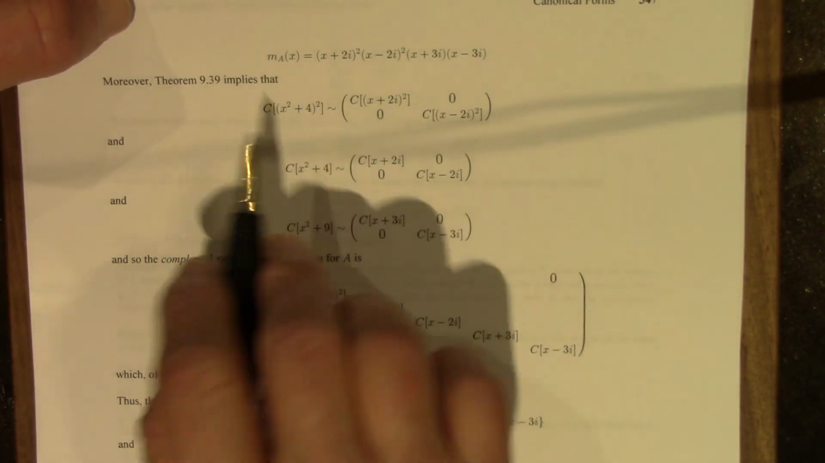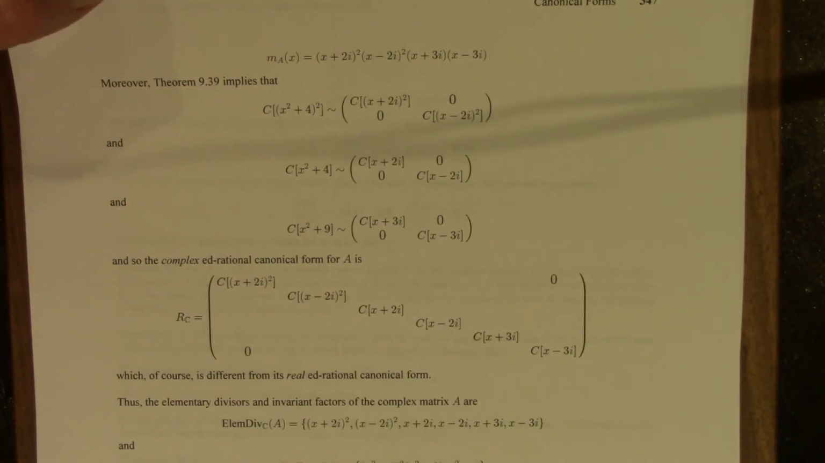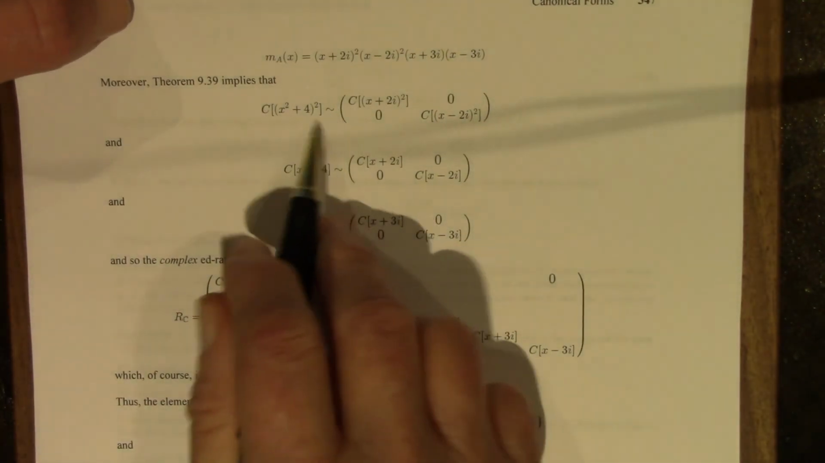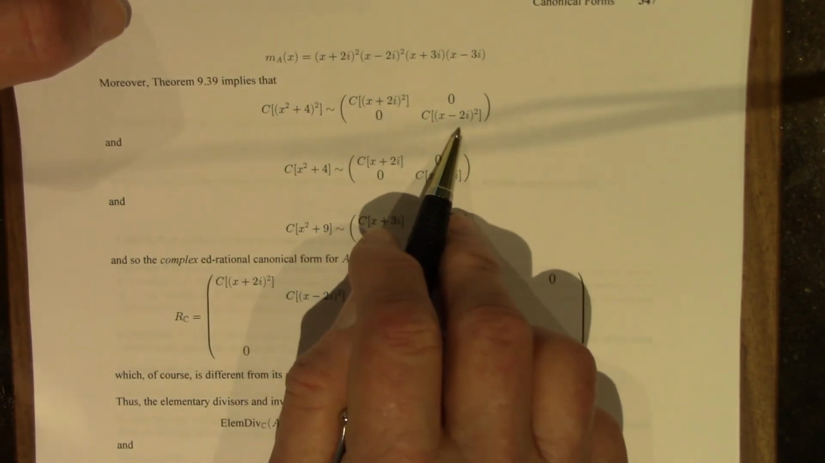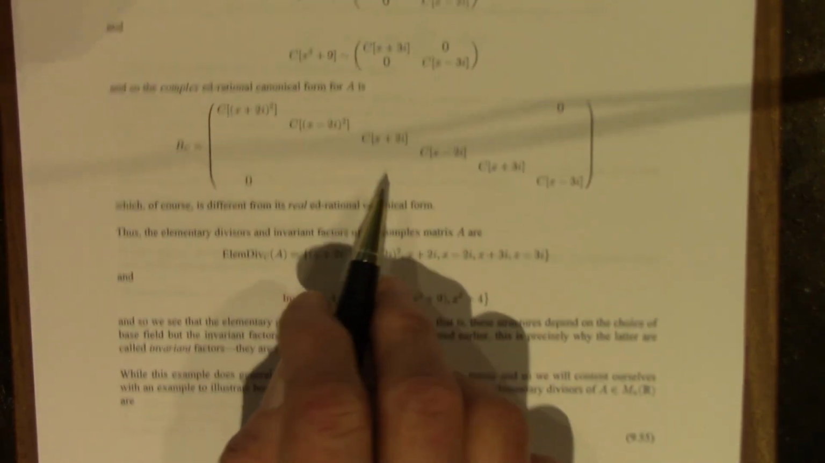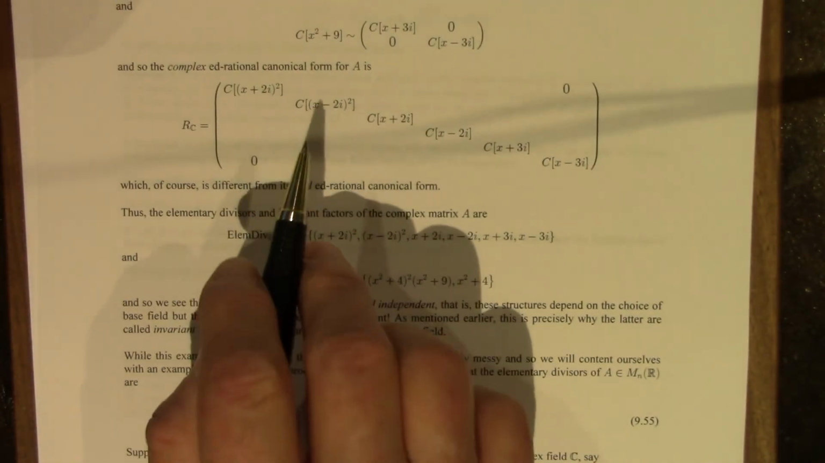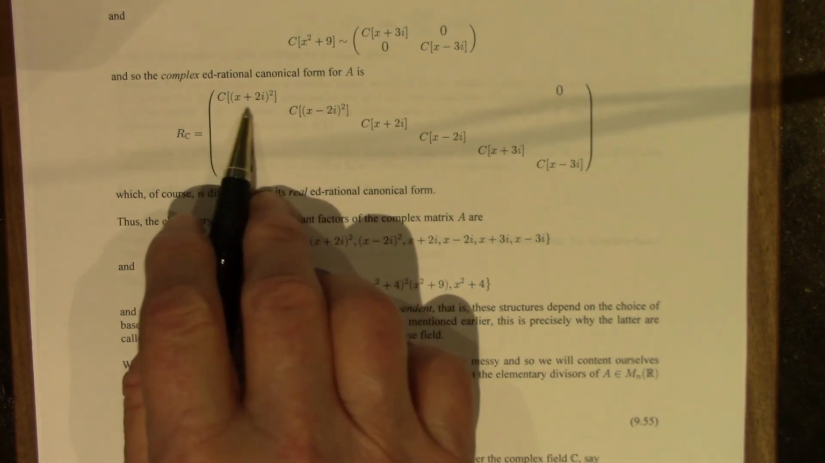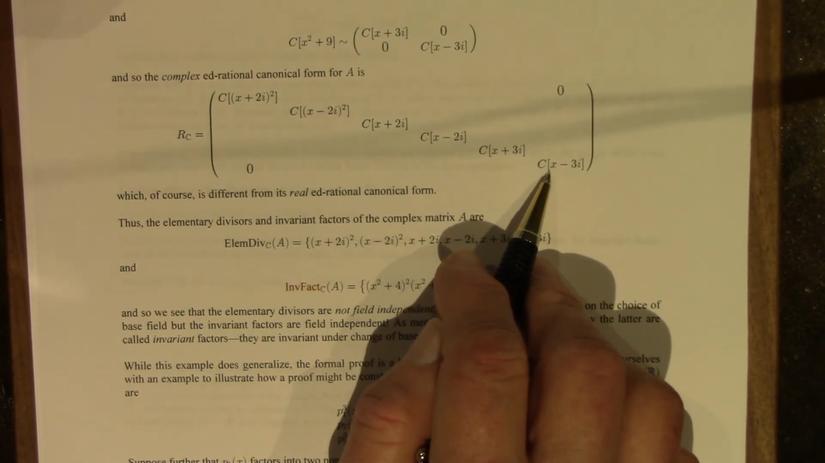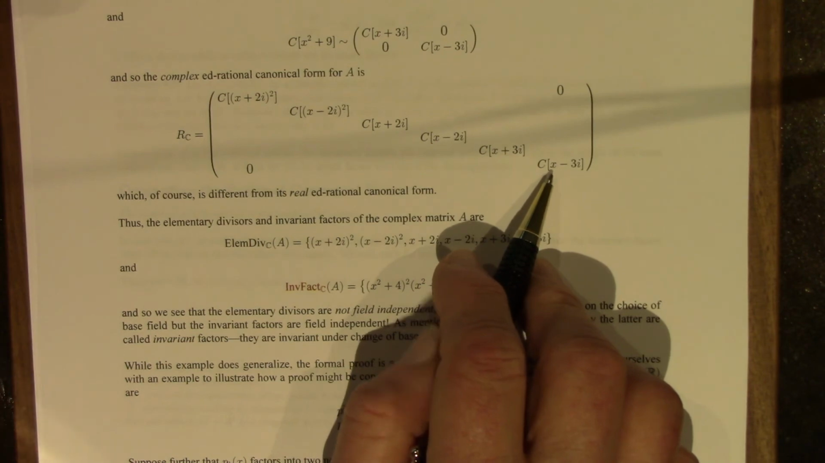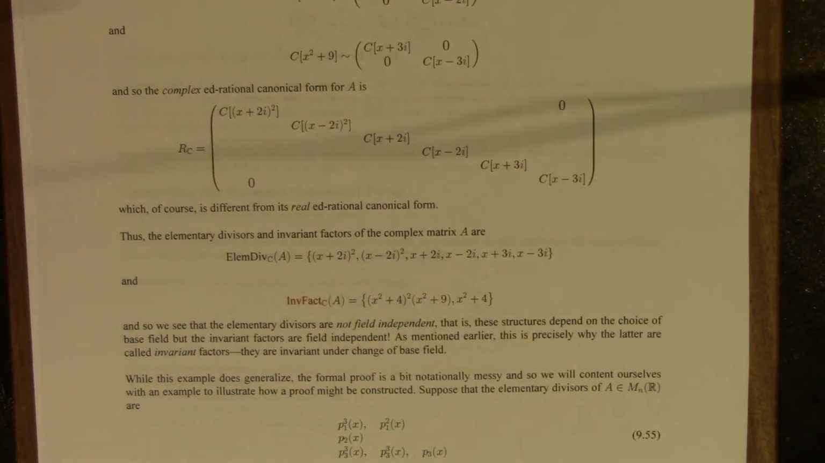So in reverse, because the minimal polynomial splits or factors further over the complex field, the companion matrices can be split, and our complex ED rational canonical form now looks like this. So it is quite different. The elementary divisors are different, and the ED rational canonical form is different when we upgrade from the real field to the complex field.